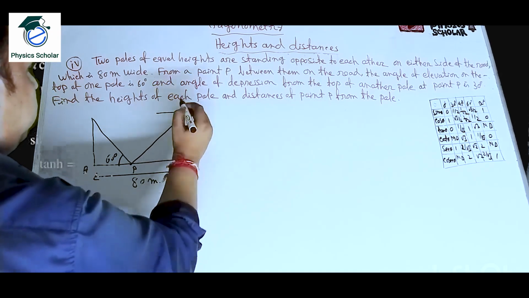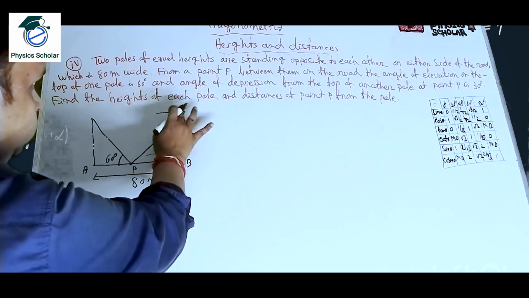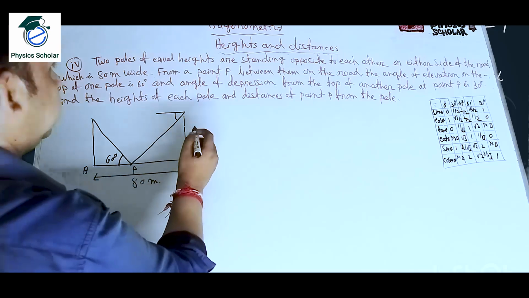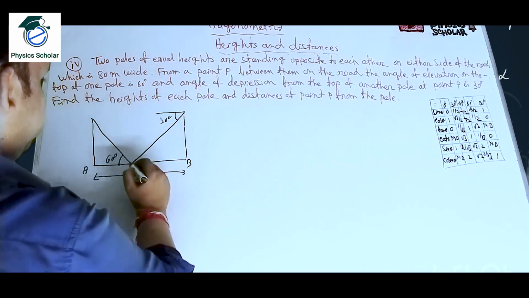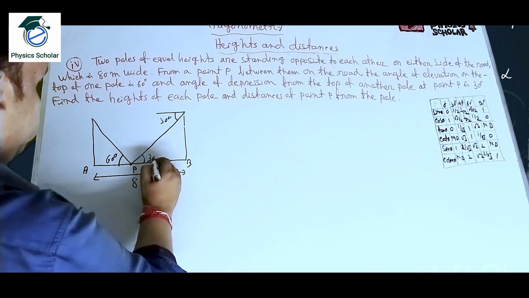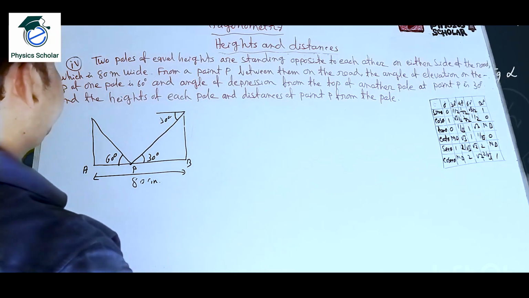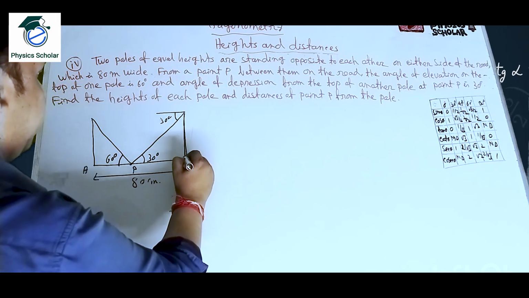The angle of depression is 30 degrees, so this angle is also equal to 30 degrees. Clear? Now we have to find the height of each pole. That means the two poles are identical and the height will be the same.